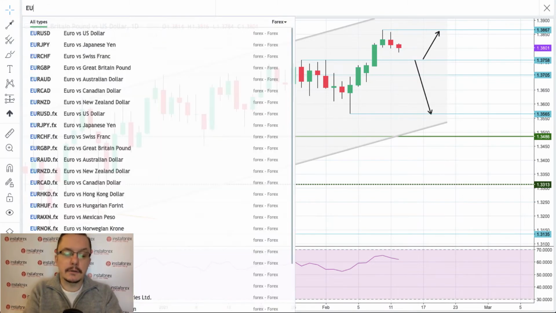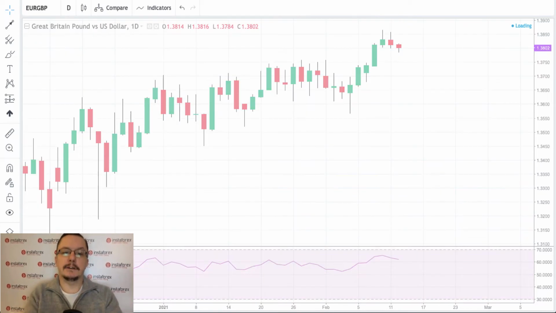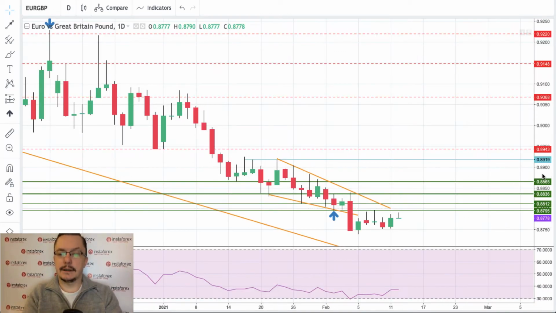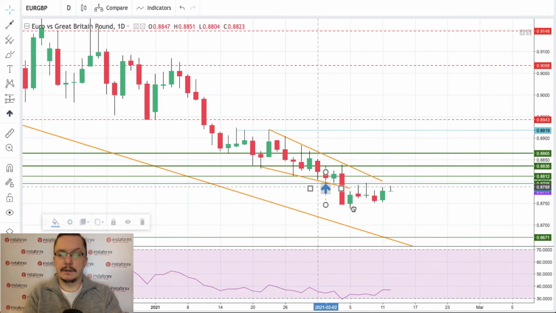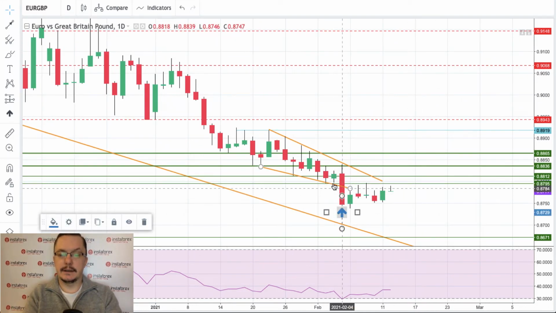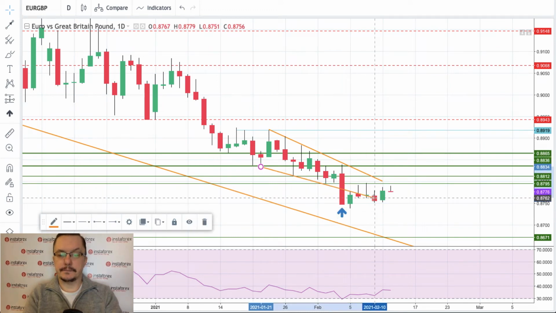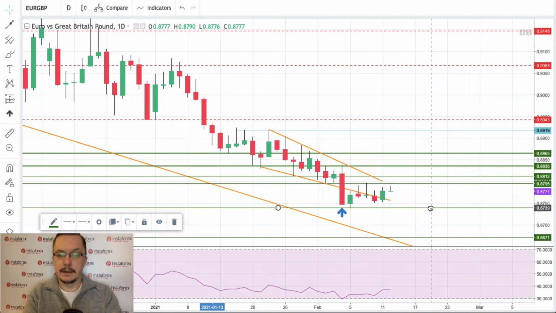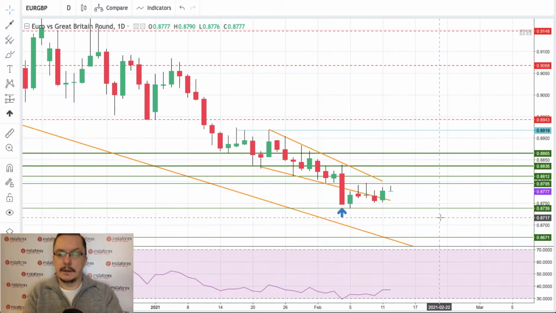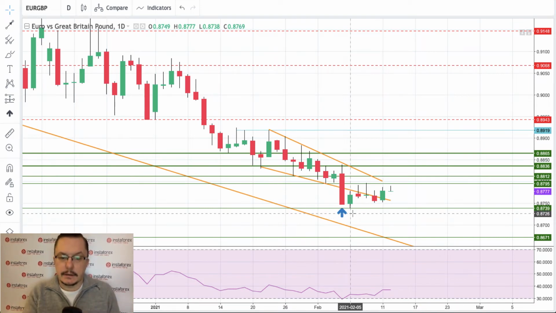On the euro to British pound market, you can see that we've been going lower, but recently we got exactly this candle that made a new low. So all of these levels are now technical resistance, and the recent low made at 8,739 is right now a technical support.